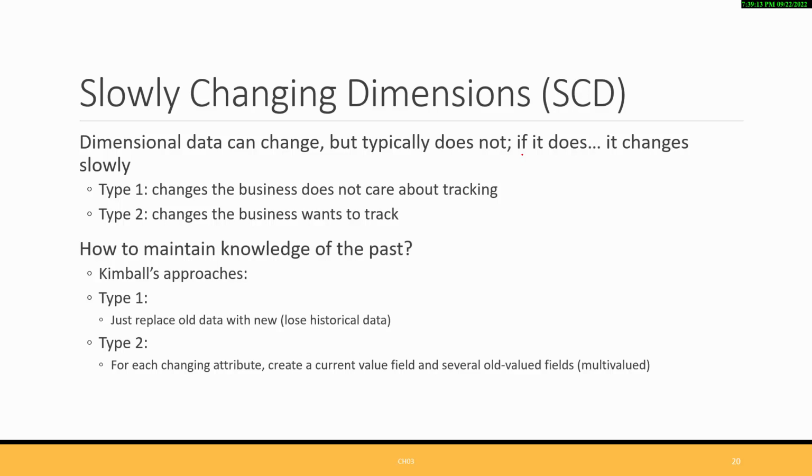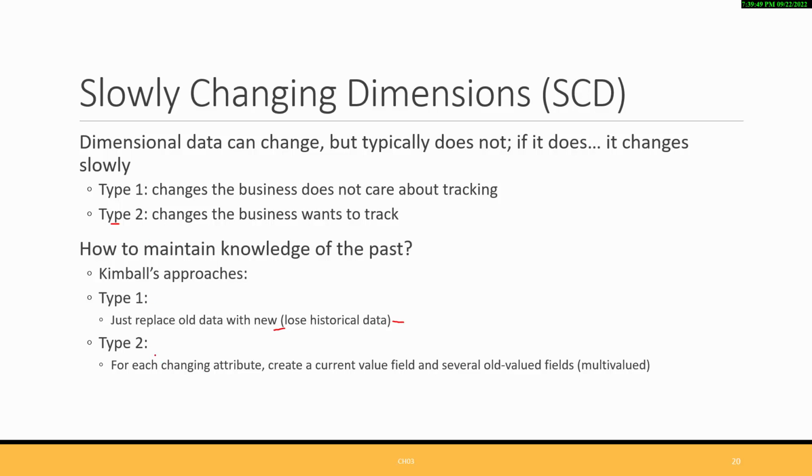Well, you have to think about whether you want to track the historical changes, or whether you want to lose that data. So type 1 and type 2. Type 1 is where the business doesn't care about tracking the changes, so you do nothing. You just replace the old data with the new whenever it changes, and you don't need to store what it was before. So you lose historical data if that's acceptable. Databases do that quite a lot.